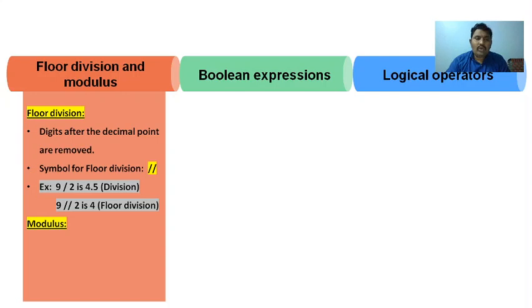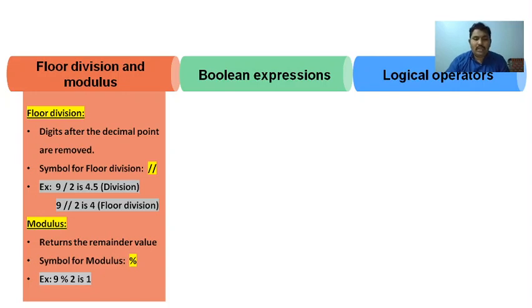Also, what is the modulus operator? The purpose of the modulus operator is getting the remainder. For example, 9 mod 2 gives 1. So for getting the remainder we use modulus. This is how we can use floor division: when we don't require the fraction part, we can use floor division.